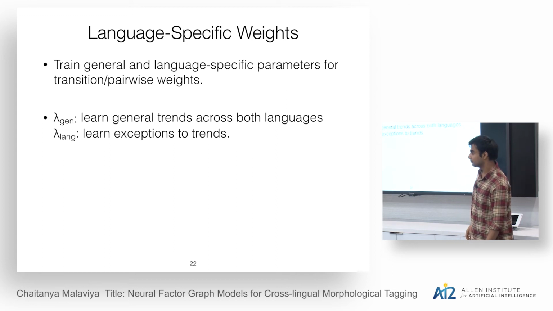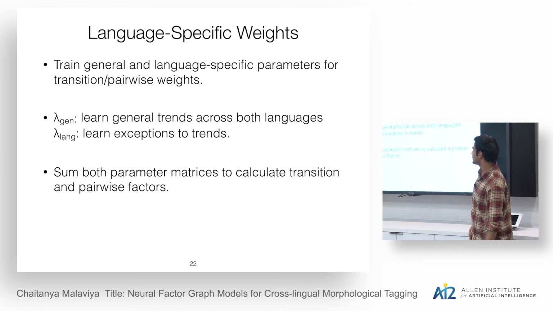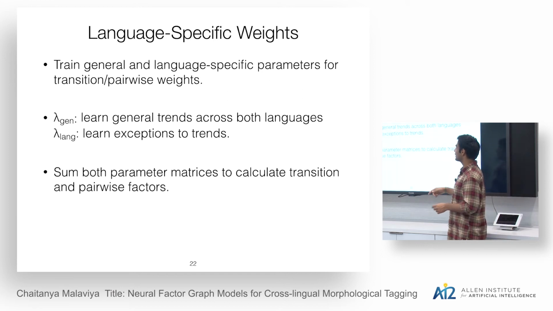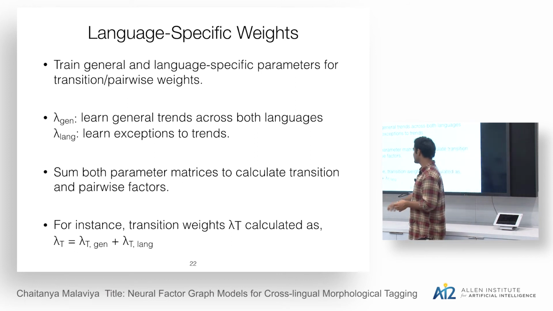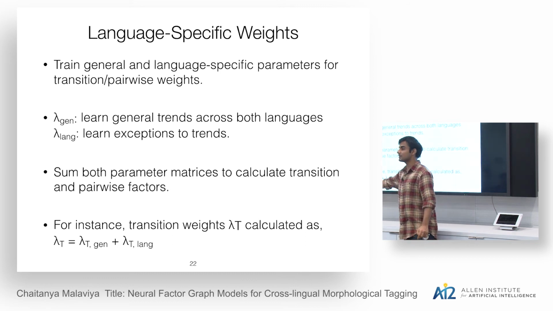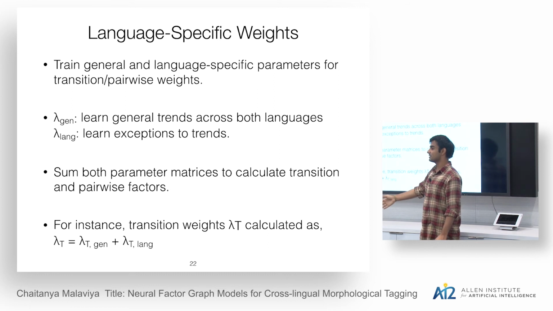How do these fit in the model that you described before? Yeah, so that's the next bullet. We sum both parameter matrices to calculate the transition and pairwise factors. And the way we do this is whenever we are doing inference, we would basically just sum the lambda generic and lambda language-specific parameter and then use it in the inference procedure.